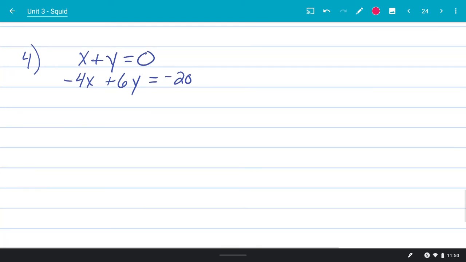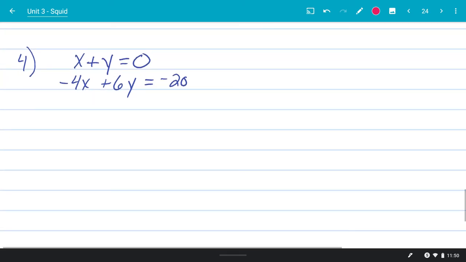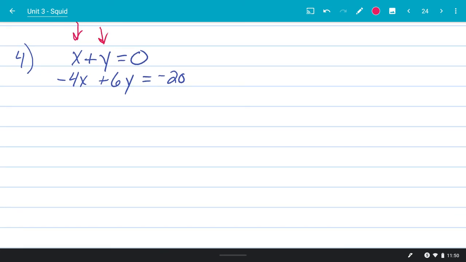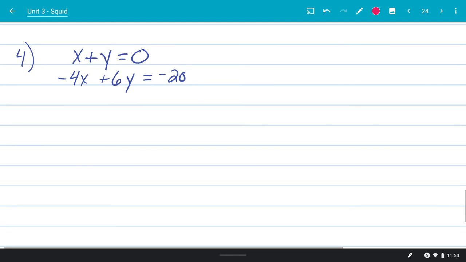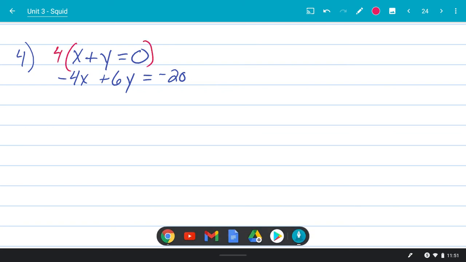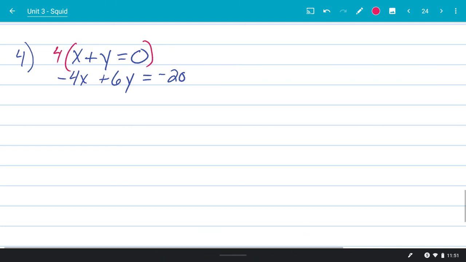Looking at number 4. If I look at my x's, I see nothing's going to cancel. If I look at my y's, again, nothing's going to cancel. So I'm going to choose the x's, because if this first x was a 4x, I can multiply this whole thing by 4 and get what I need to cancel. So let me do that. 4 times x is 4x. 4 times y is 4y. And 4 times 0 is still 0.